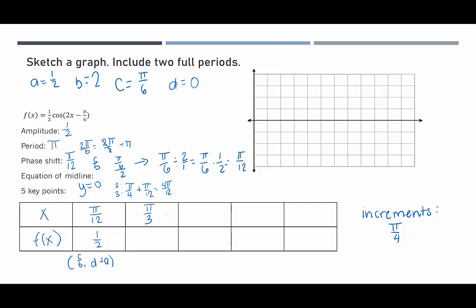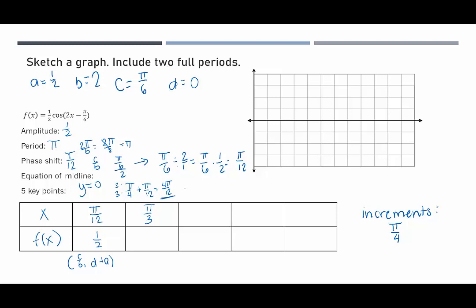Okay, the next x coordinate that we're interested in, so this is a cosine. So this is the top, this is the middle. Now we're looking at the bottom of the graph. It's going to be pi over 3 plus pi over 4. And we can use pi over 3 or we can use our unsimplified thing here.